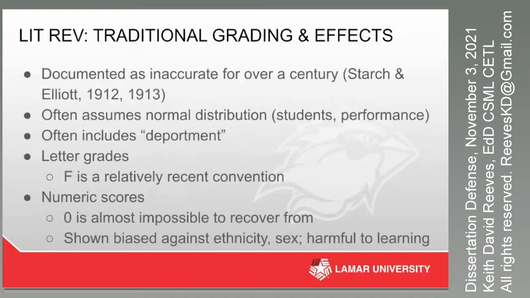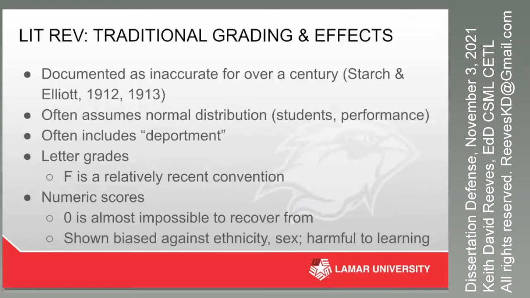Norm-referenced grading has been shown since at least 1912 through a series of landmark studies by Starch and Elliott to be inaccurate, arbitrary, and ineffective at communicating skill mastery. It assumes that all student performance will always be on a bell curve, an inappropriate assumption to say the least, and it perverts objectivity by including those deportment grades we discussed, like tidiness or lateness.